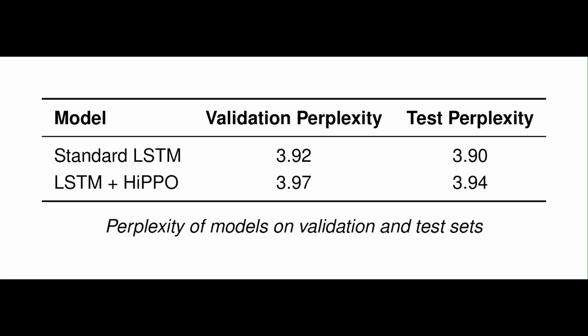Here are the perplexity scores for both models. For the LSTM model, we get a validation perplexity of 3.92 and a test perplexity of 3.90. For the LSTM with HiPPO integration, the validation perplexity is 3.97 and the test perplexity is 3.94. As you can see, while the LSTM model has a slightly lower perplexity, the LSTM with HiPPO integration actually shows a slight increase in perplexity. The validation perplexity rises from 3.92 to 3.97, and the test perplexity goes from 3.90 to 3.94.